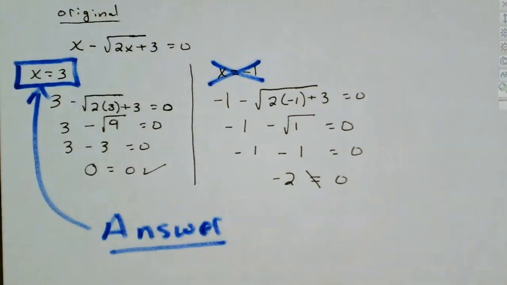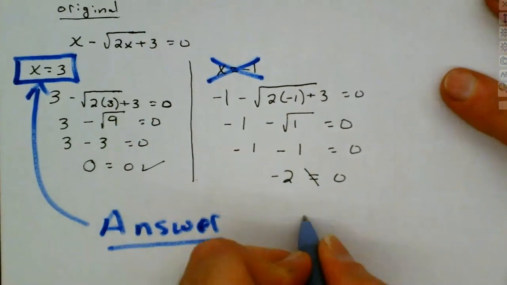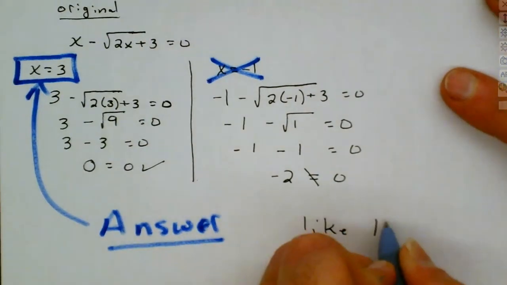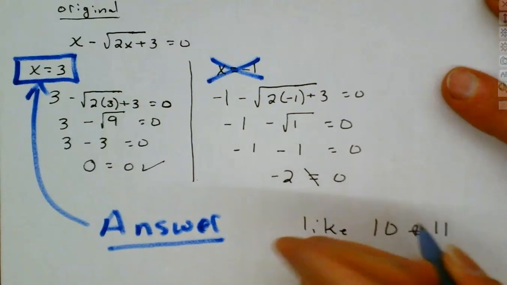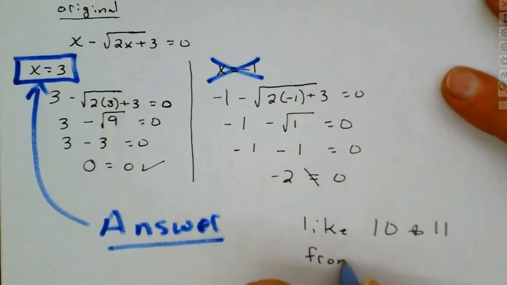And these go along with the 2 questions from your homework, and they look like questions 10 and 11. So these are going to be like 10 and 11 from the homework.